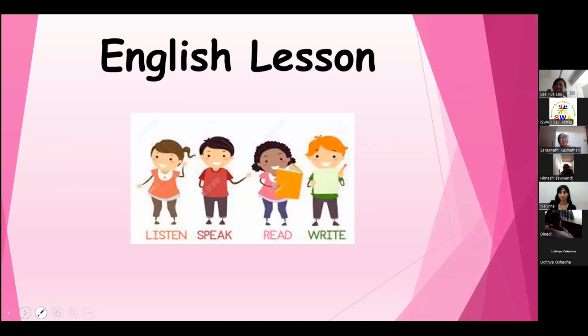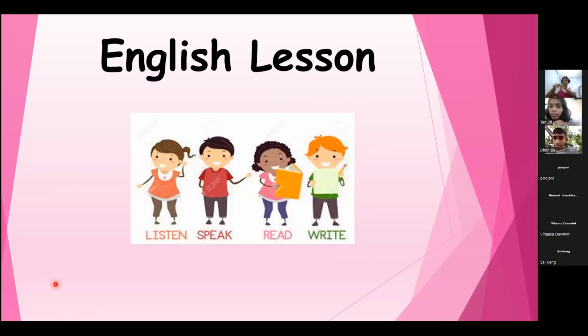As you remember, the last few lessons we have been looking at English lesson and the things that are important for English, or for any language actually: listening, speaking, reading, and writing. All these four things go together to help us understand language better.